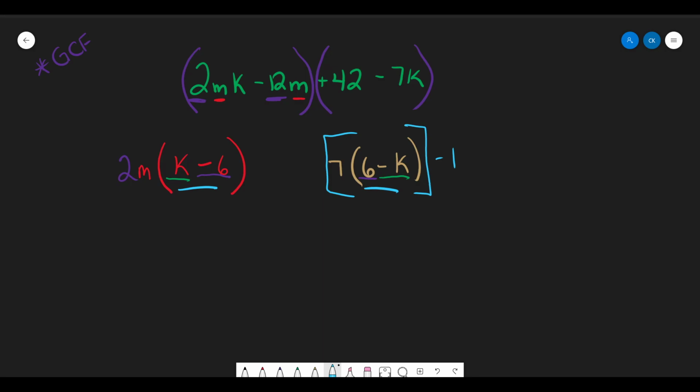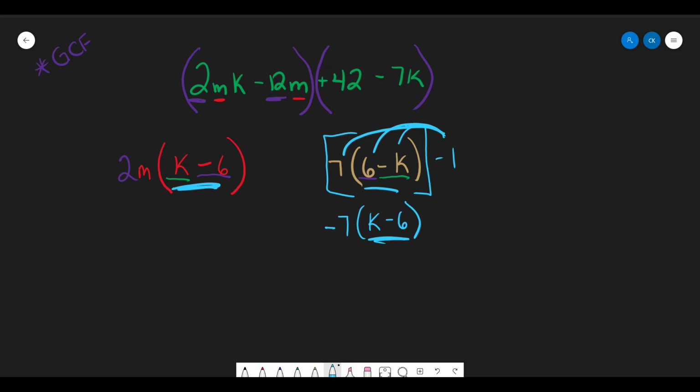So what that means is that this 7 becomes a negative 7. This 6 becomes a negative 6, and the k becomes a positive k. So what I'm actually going to do here is put the k in front, because it's a positive k, and I like to have positive things in front. And since the 6 is negative, I'm going to put it as a minus 6 in back. And now we see that they are exactly the same.